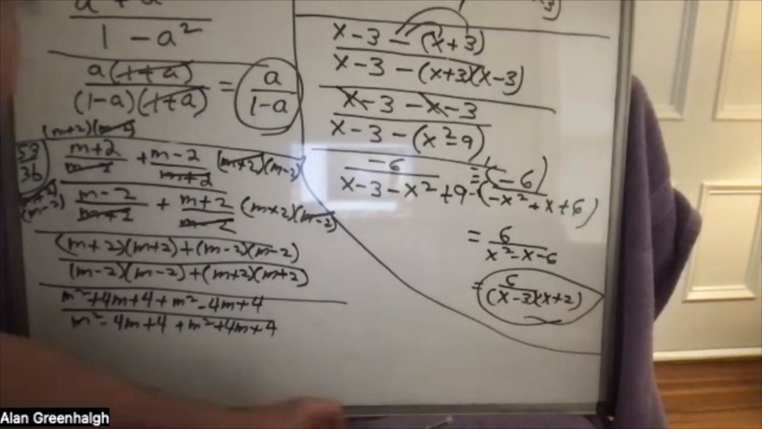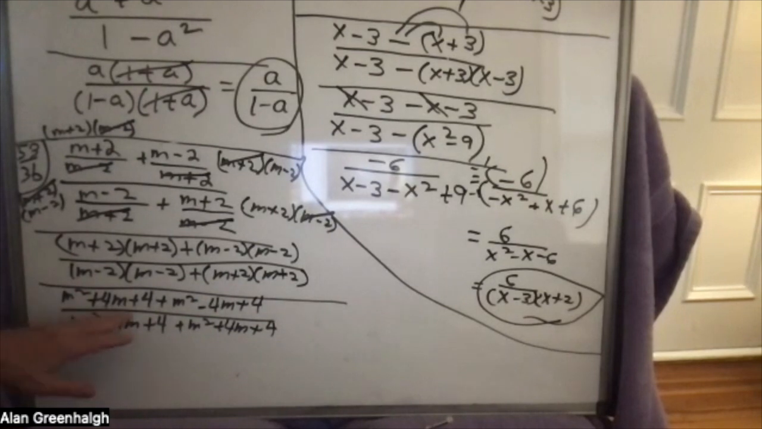Now, with any luck at all, stuff will drop out. So let's see, can anything drop out here? These can drop out. These could drop out. Isn't that interesting?